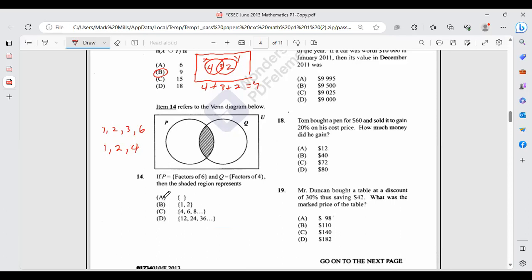So in the shaded region, what will come there? What is common? 1 and 2. So that's option B.